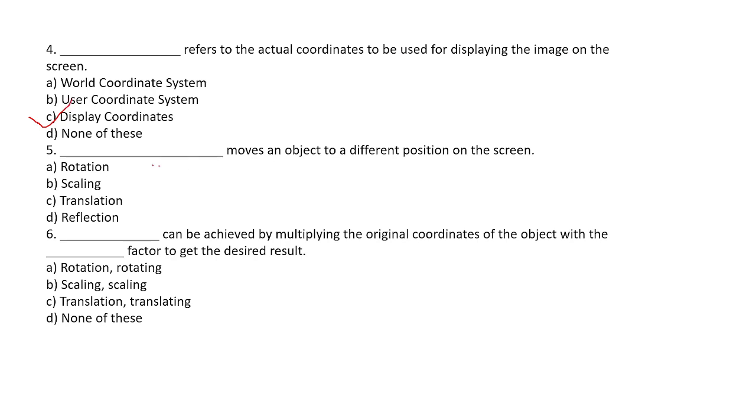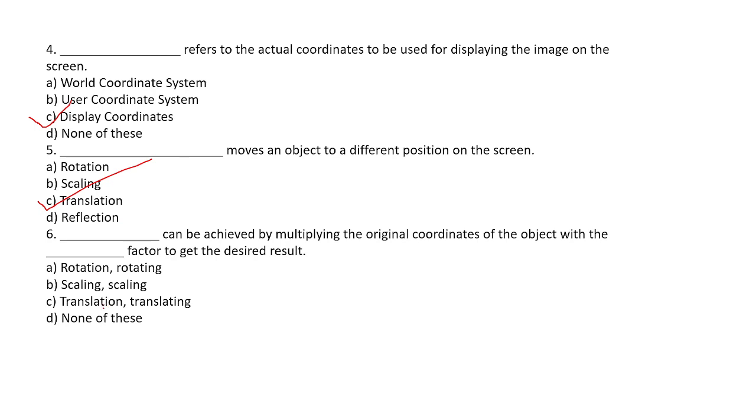The next question is fill in the blank: that moves an object to a different position on the screen. What will be the correct option? Rotation, scaling, translation and reflection, which moves an object to a different position on the screen. Maybe C. Yes, translation only. So we have seen all the definitions and numericals on rotation, scaling, translation, reflection. So in translation, the moves an object to a different position on the screen, right? So this is the right option.